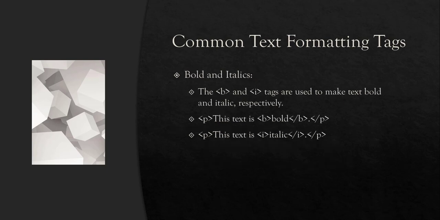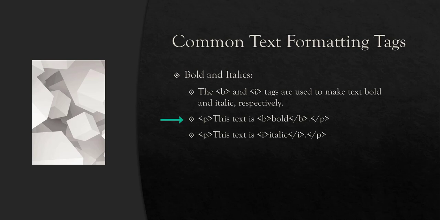In HTML, the B and I tags are used to make text bold and italic, respectively. The B tag is used to make the text within the tag bold. It is a non-semantic tag, meaning that it does not add any additional meaning to the text it surrounds. It is simply used to make the text appear visually different. Here is an example of how to use the B tag.